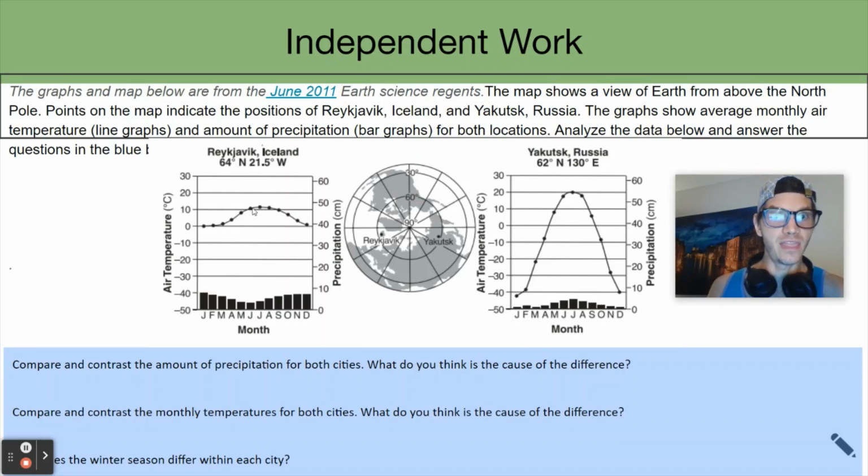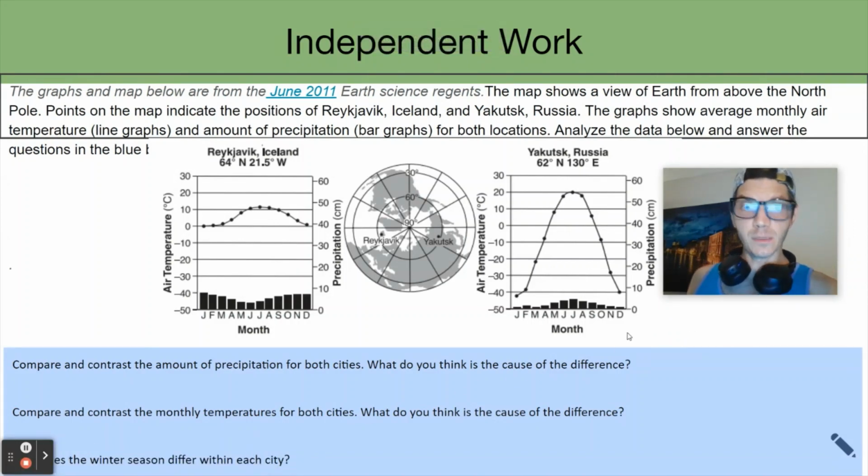So not that much of a big temperature difference between the warmest and coolest months. But if we look here at Yakutsk, we'll see that the air temperature in the cooler months is below -40 degrees Celsius. And in the warmer summer months, it reaches a nice warm tropical temperature of 20 degrees Celsius. That is not tropical.